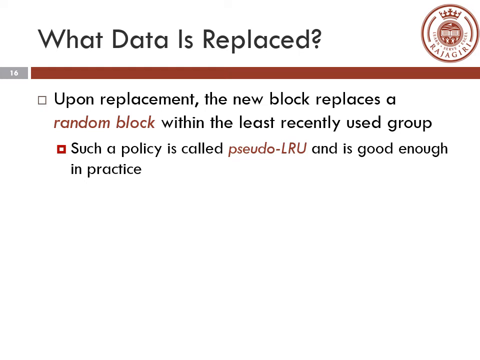Okay, suppose you are using a multi-way or n-way set associative cache. In that case, you will have a larger number of least recently used groups. Among the least recently used groups, you will replace a random block. That particular policy is known as pseudo LRU, and that is also good, that is also efficient. Now we will see how this LRU replacement policy works with an example.